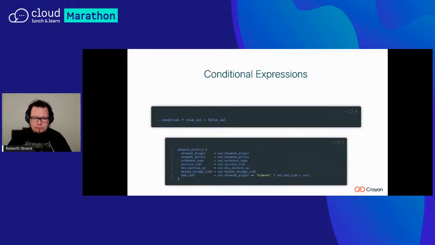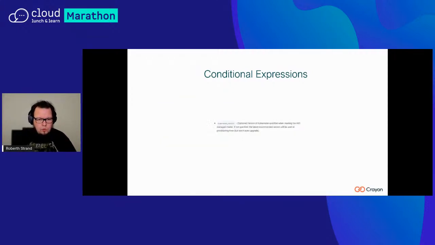One thing that pops up if you want to be a little bit flexible is the conditional expressions that we have in Terraform. This is an old concept where you have a condition, and if that condition is true, then you get a value, or if it's false, you get a different value. As we can see in the bottom picture, we have the pod CIDR part of the network profile, where we're looking at the variable network plugin. If it is kubenet, then we want to use that variable. If it's not, we set it to null, so non-existent, right? And these things can be used for a lot of things.